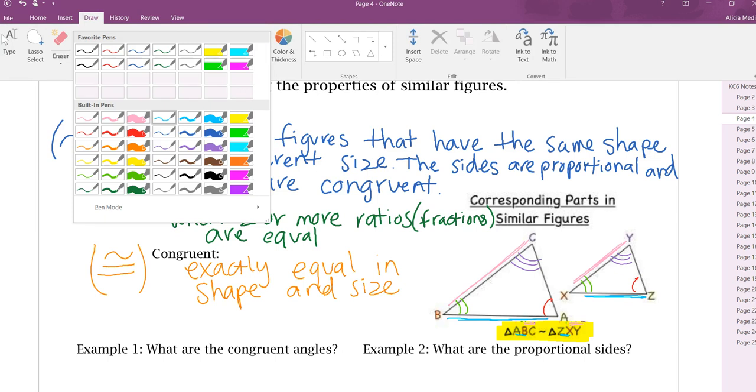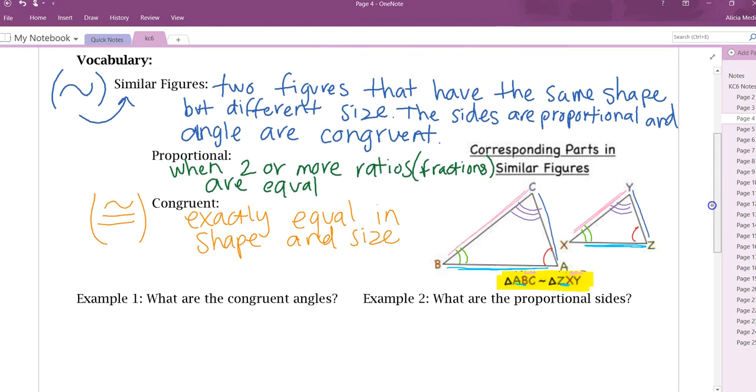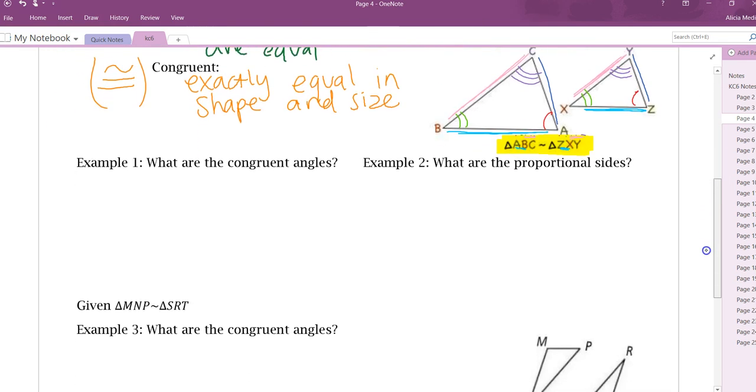I'm running out of colors, I don't even know what I picked. That would be AC, the first and the third, so that would go with the first and third of the other letter, which would be Z and Y. Again, you can look at the scoop marks, you can look at the similarity statement. Either one is going to tell you which sides are proportional.